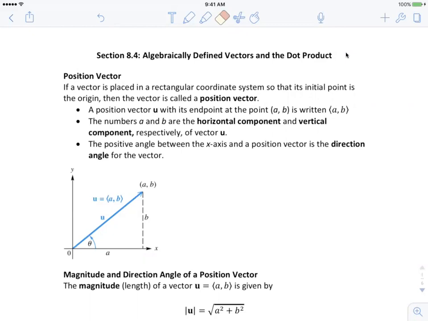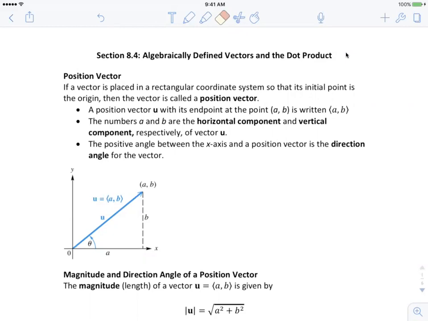We're going to do 8.4, more on vectors. This time it's algebraically defined. If we do it in such a way where we plot a vector on the XY axis and discuss some properties, it actually makes our life easier and as far as adding vectors and other applications.